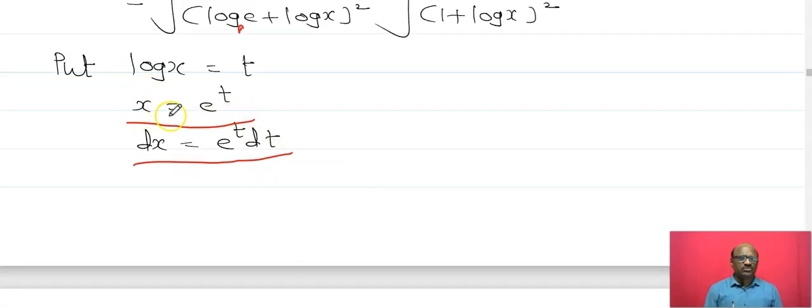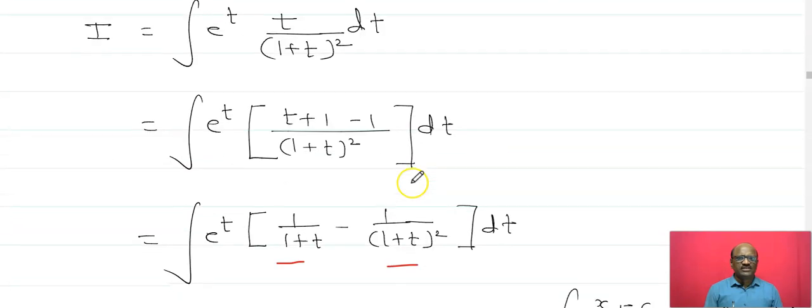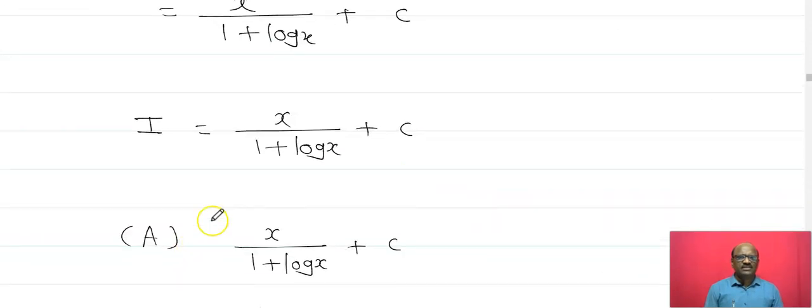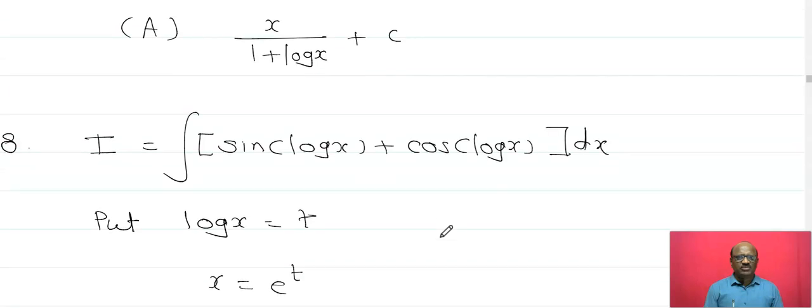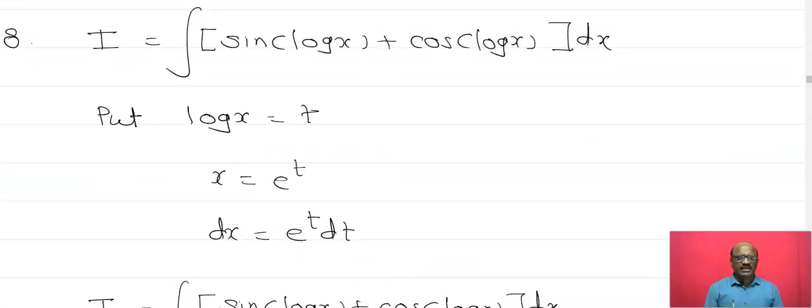e raised to t means x, and t is equal to log x. Therefore the answer is x upon 1 plus log x plus c, and hence option A is the correct one. Now the next problem, problem number 18.